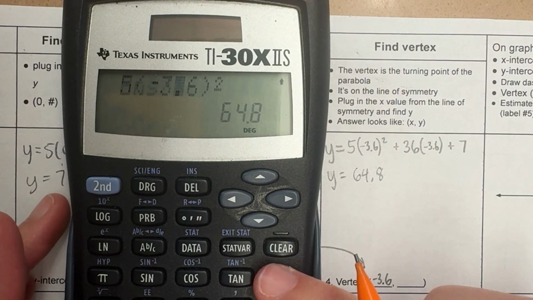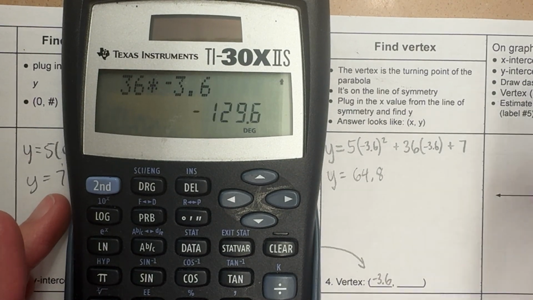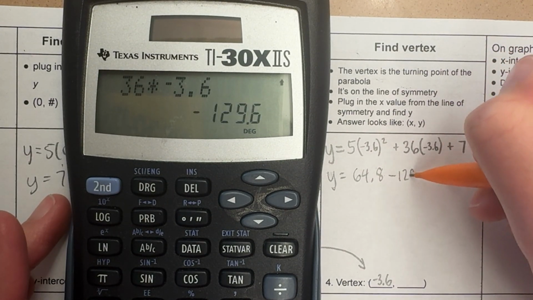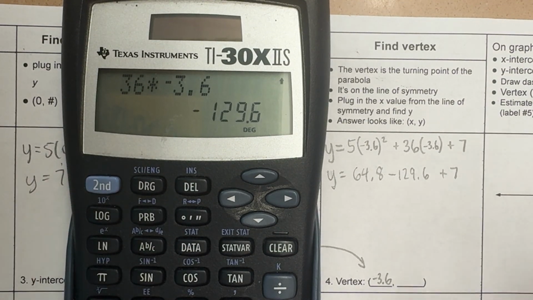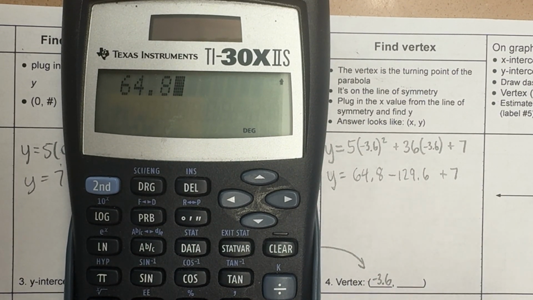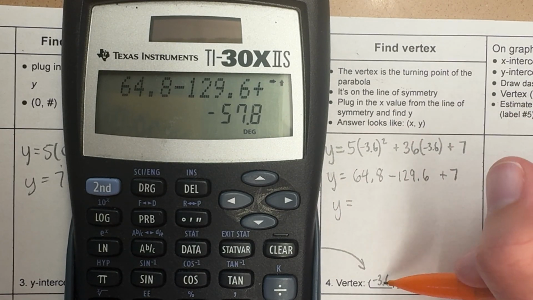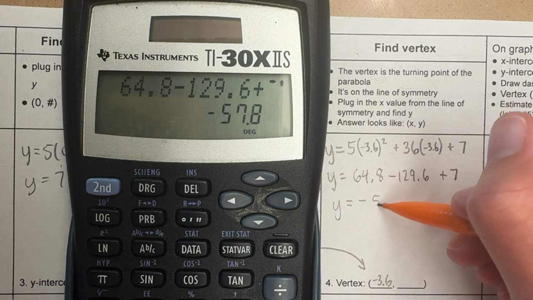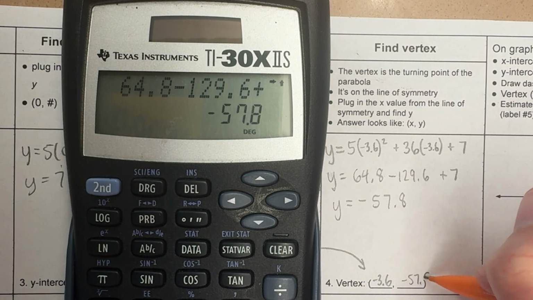I did 5 times negative 3.6 squared, which is 64.8. Next term, I'm doing 36 times negative 3.6. That's negative 129.6. Again, this is annoying, but not hard. We're just entering it in carefully. And I'm going to plug all of this in my calculator: 64.8 minus 129.6 plus 7. I plugged in negative 3.6 for x, and I got that y equals negative 57.8.